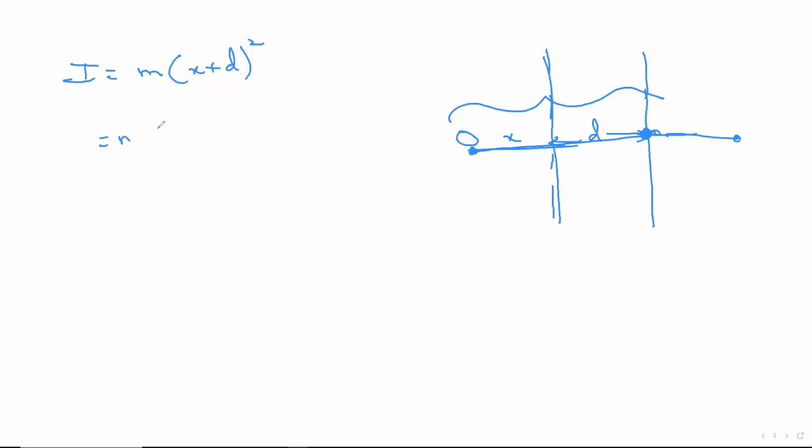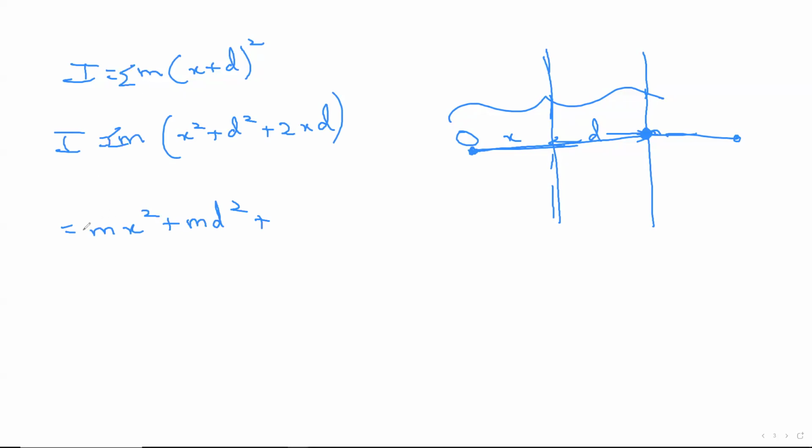Now what you do? M as it is. X plus d the whole square is nothing but a square plus b square plus 2ab. Now what can be done? Left hand side, keep it as I itself, equal to m into, multiply m throughout, mx square plus md square plus, okay, summation I forgot. Summation symbol, sigma x square, sigma 2mxd. Got it? Now always understand, this becomes 0.